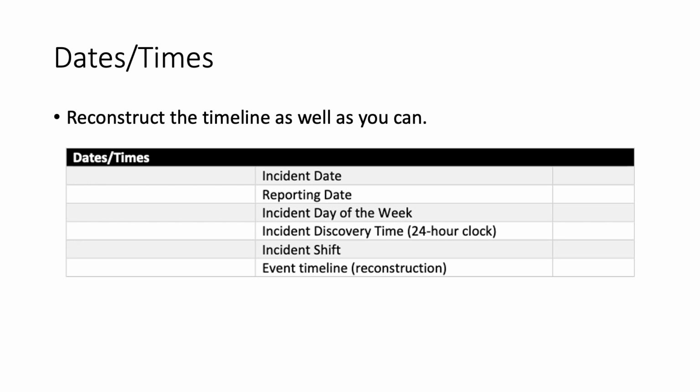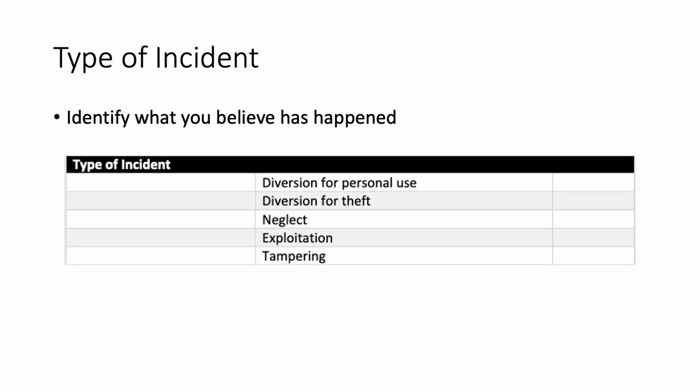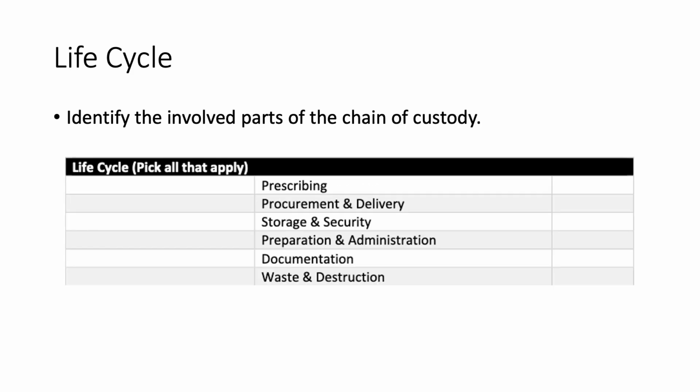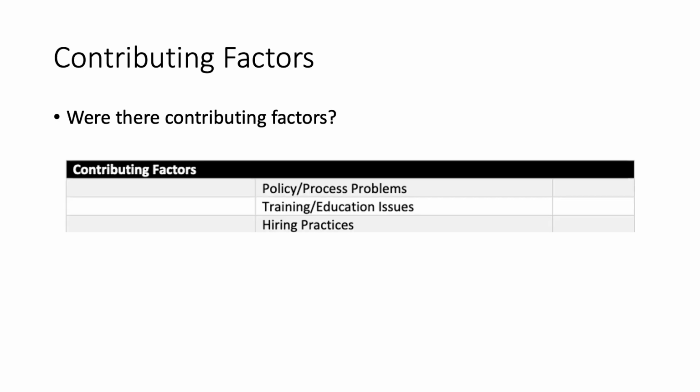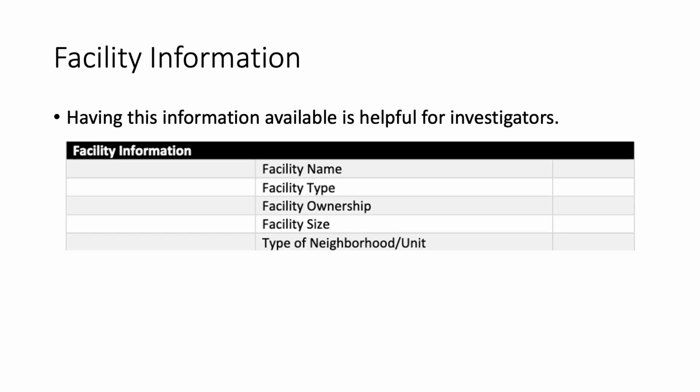Sometimes we won't know all of the details, but keep track of the pieces that you do know. Identify what you believe has happened. What do you think was the reason the diversion happened? How did it affect residents? Identify the involved parts of the chain of custody. Were there contributing factors? This could be policy and process problems, training and education issues, or issues with hiring practices or staffing. The facility information area can be helpful if the incident is investigated by the state or law enforcement.